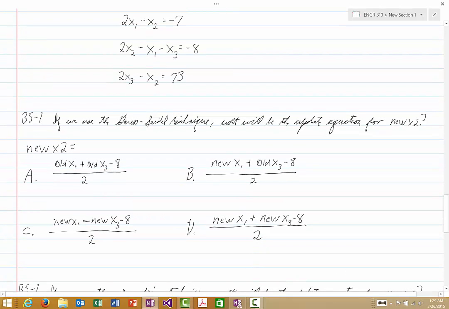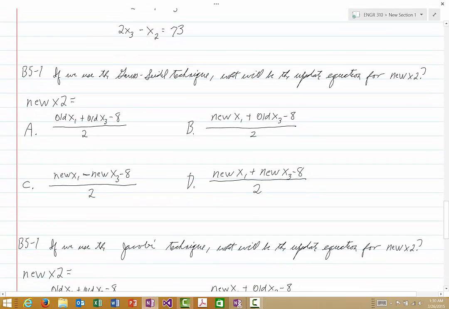Okay, so here's the system of equations, and the first question is the following. If we use the Gauss Seidel technique, what will be the update equation for new x2? I'm giving you part of the equation right here. I'll say new x2 is equal to, and then you have to decide what the right-hand side of that equation will be. Is it choice A, old x1 plus old x3 minus 8 over 2? Or choice B, new x1 plus old x3 minus 8 over 2? Or choice C, new x1 minus new x3 minus 8 over 2? Or choice D, new x1 plus new x3 minus 8 over 2. So that's the first question.